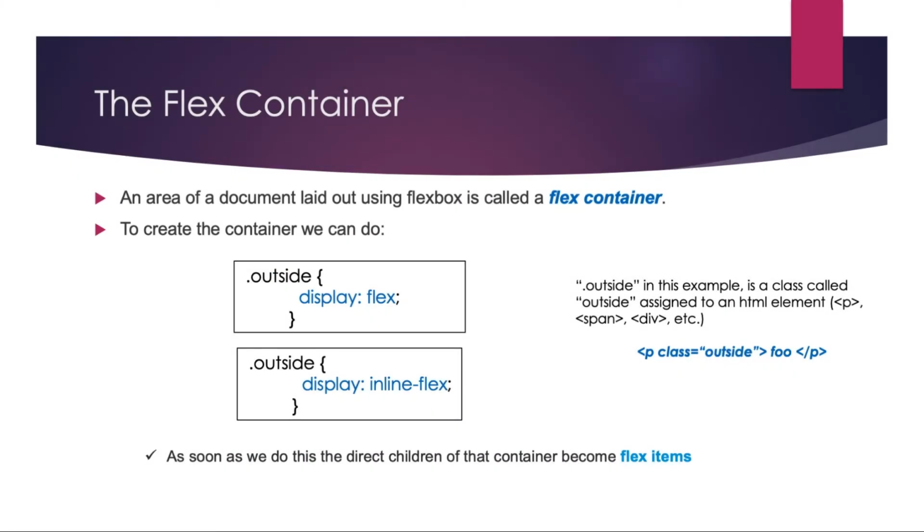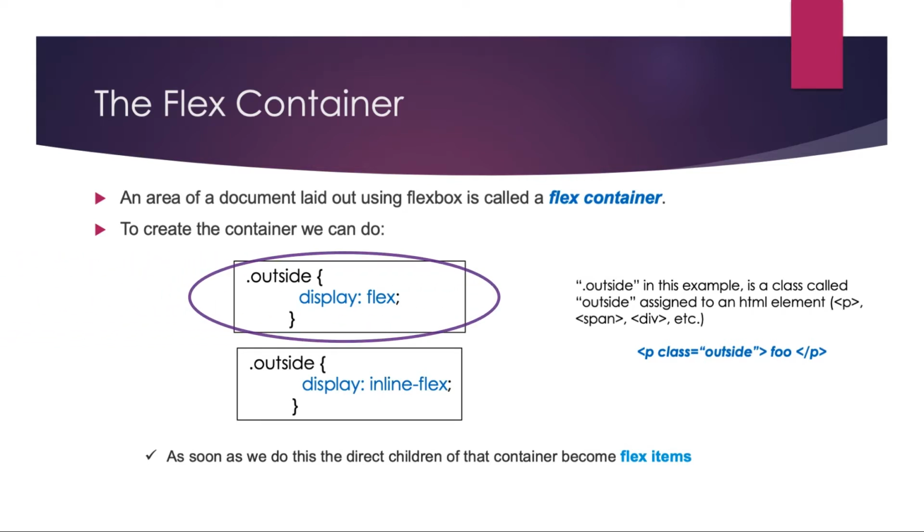All right, so now let's get into probably the two most important concepts: flex container and flex items. Okay, if we understand nothing else, let's understand this. An area of a document laid out using Flexbox is called your flex container. To create the container, we do this.